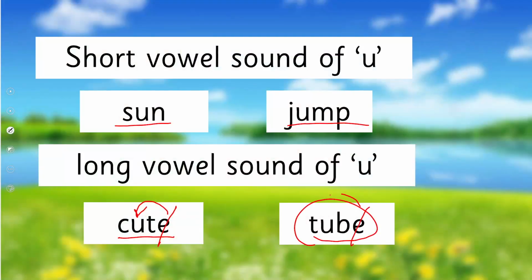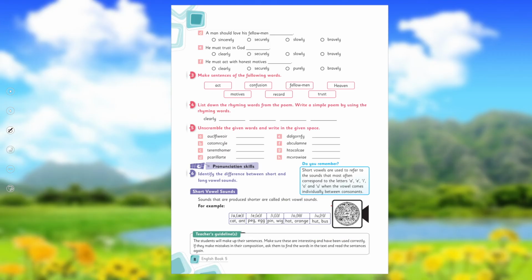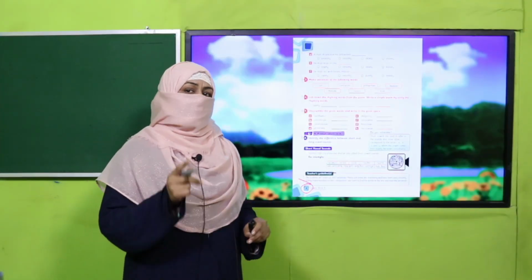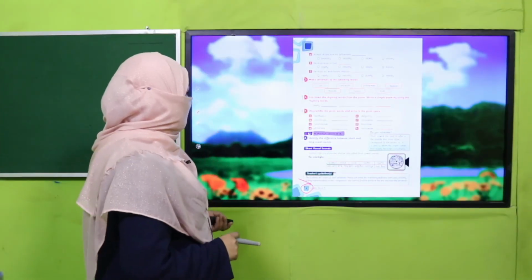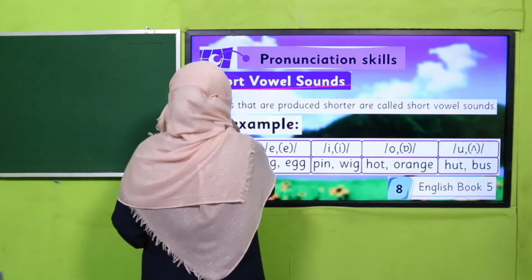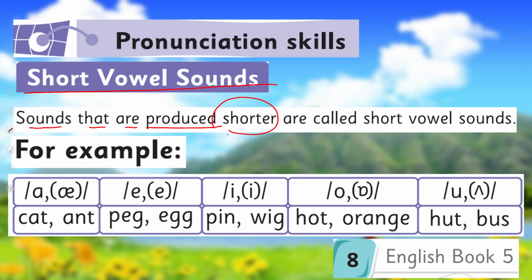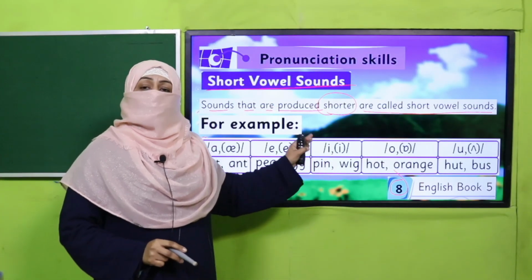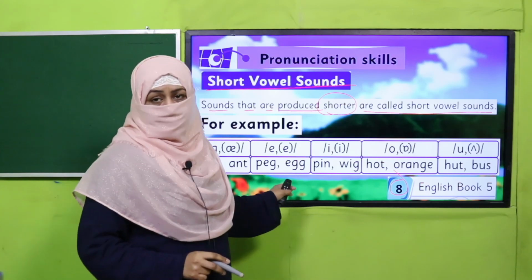tube. You see? And now it's our practice time. We have practiced all the short and long vowel sounds. Now it's your turn. Open your book on page number 8. What does your book say? Short vowel sound. Sounds that are produced shorter are called short vowel sounds. Its examples are here. On page number 8, this table is given. Teachers, kindly pause the video, make the children read it and find the rule which is applying for short vowel sound over here.